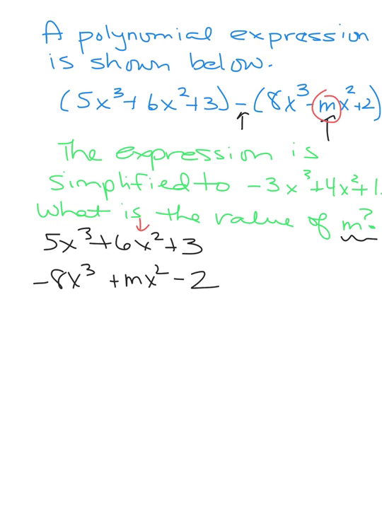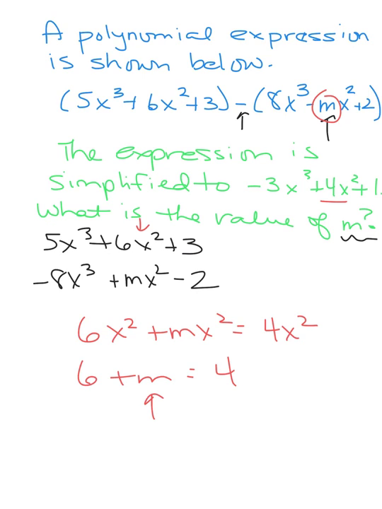So I'm trying to get to 4x to the second. So I have 6x to the second plus mx to the second is equal to 4x to the second. So 6 plus m is equal to 4. So obviously I'm decreasing in value, so I need to go down 2. So m is going to equal -2.